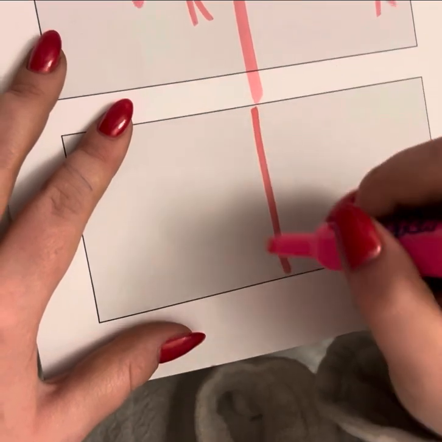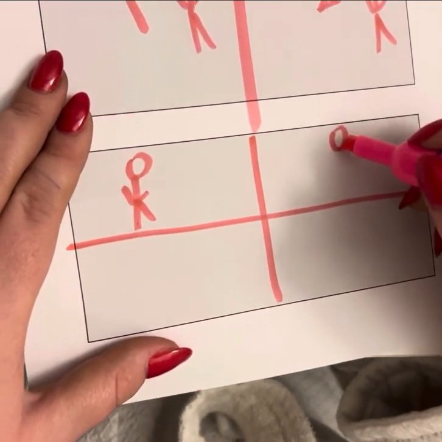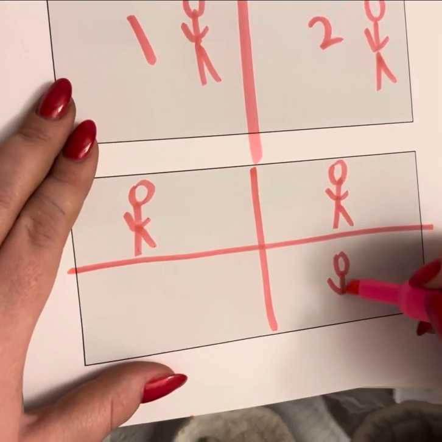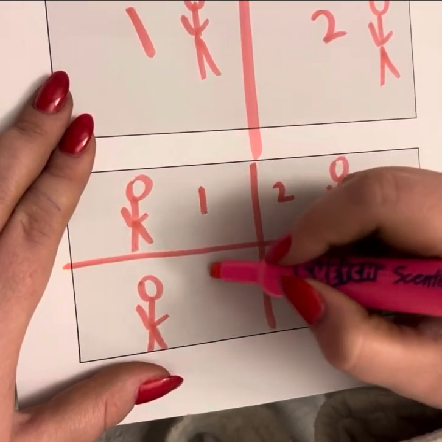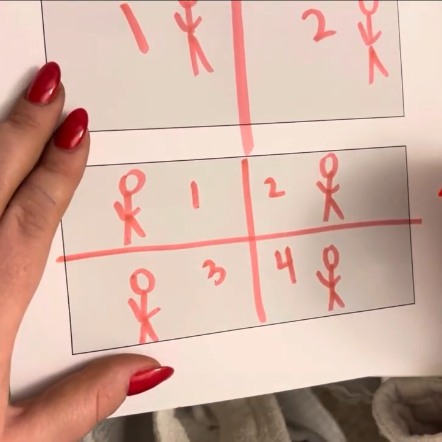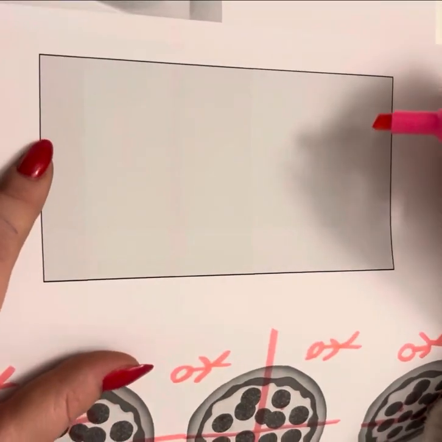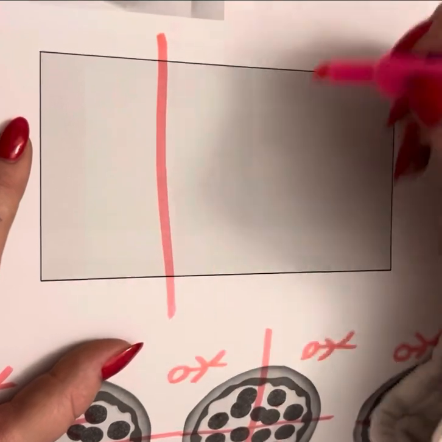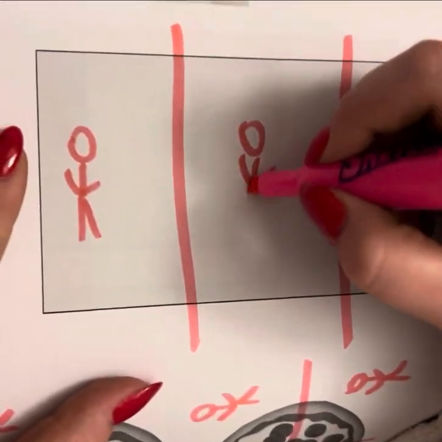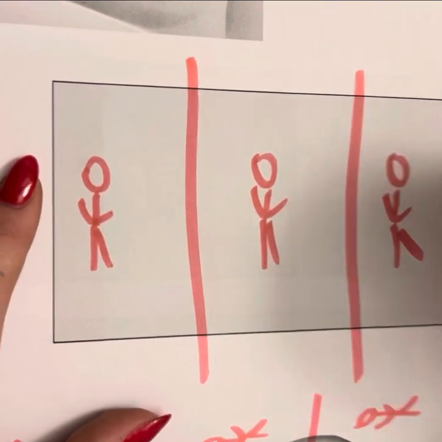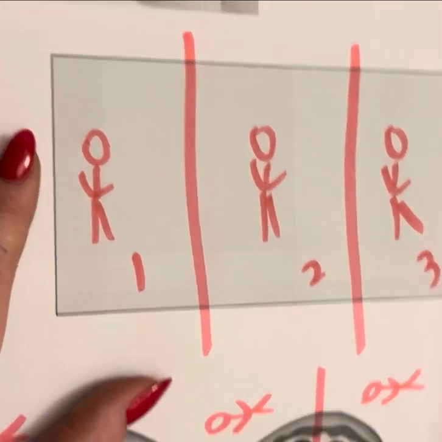I will do the same thing with 3 of my friends. Here is a piece for me. Here is a piece for my friend, another friend, and another friend. We have 1, 2, 3, 4 equal parts of brownies. And lastly, I will share another tray of brownies with 2 of my friends. I have 1 piece for me, 1 piece for my friend, and another piece for my third friend. 1, 2, 3 equal parts.